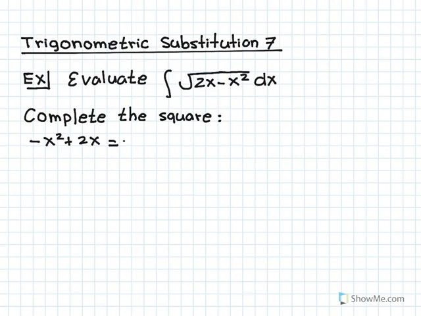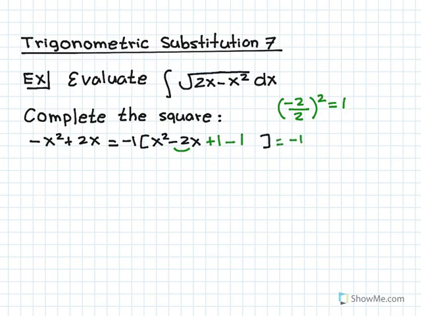So let's factor out negative 1. Negative 1 times x squared minus 2x. Now the key here is to take this minus 2 divided by 2 and square it. Negative 1 squared is 1. So now we add and subtract plus 1 minus 1. So let's rewrite this. Now we get negative 1 times x squared minus 2x plus 1. Negative 1 times negative 1 gives us plus 1.